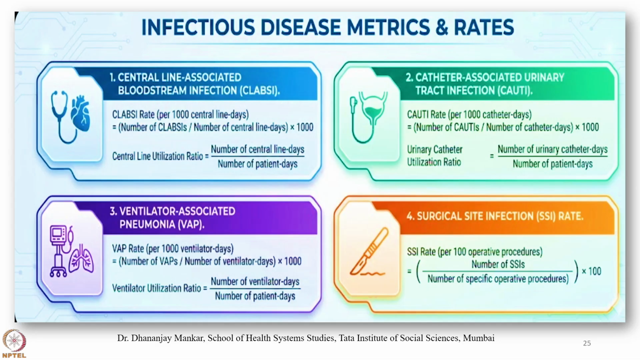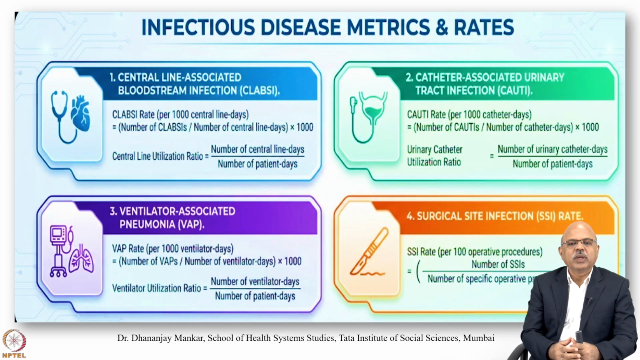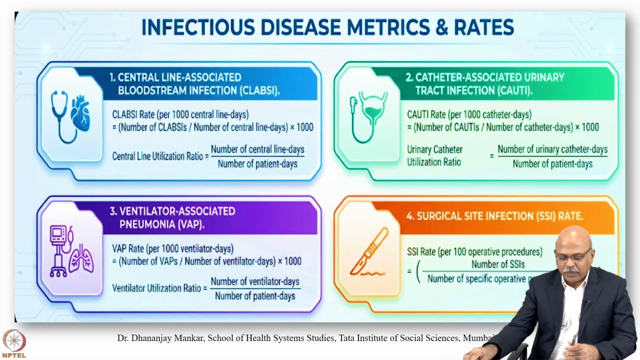Now we will go to the infectious disease metrics and rates, which are very important for every quality control team to understand. First, the central line associated bloodstream infection, that is CLABSI. The CLABSI rate per 1000 central line days is equal to the number of CLABSIs divided by the number of central line days, multiplied by 1000. The central line utilization rate is equal to the number of central line days divided by the number of patient days.